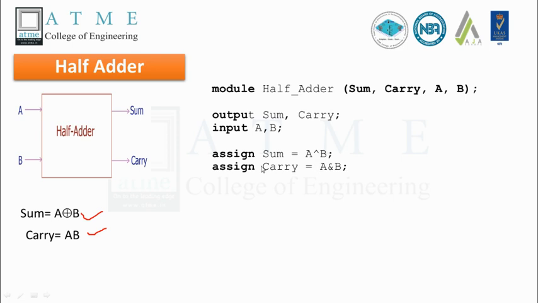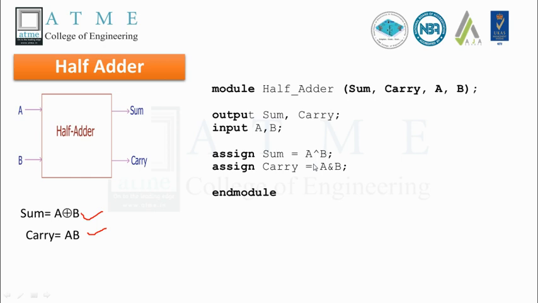So assign the relation between A and B: sum is equal to A XOR B. The caret indicates the XOR logical operation, and carry is equal to A and B, where ampersand indicates the logical AND operation. So the logical expression of the design entity is expressed directly in the form of a data flow statement in the Verilog code. At last, we can end this module with the keyword endmodule. So this is one way of writing the Verilog code for half adder. This statement is referred to as a data flow statement.